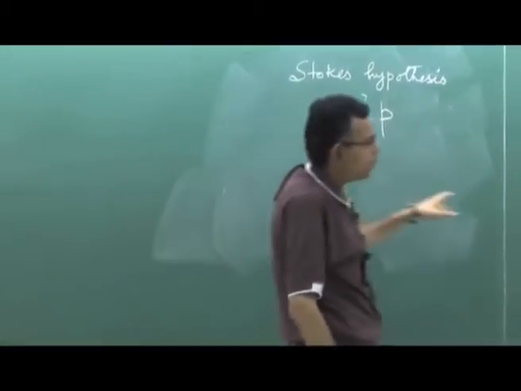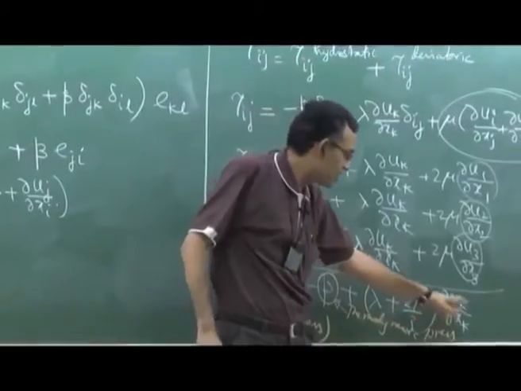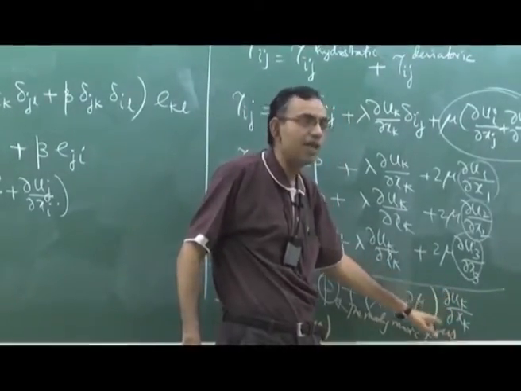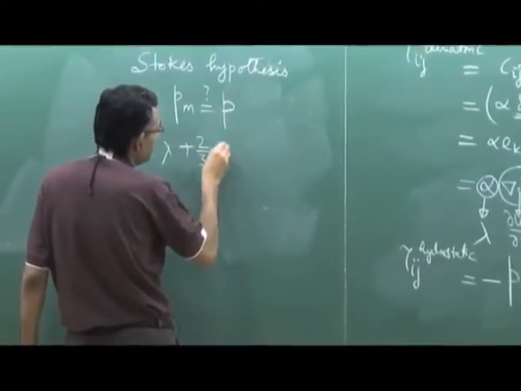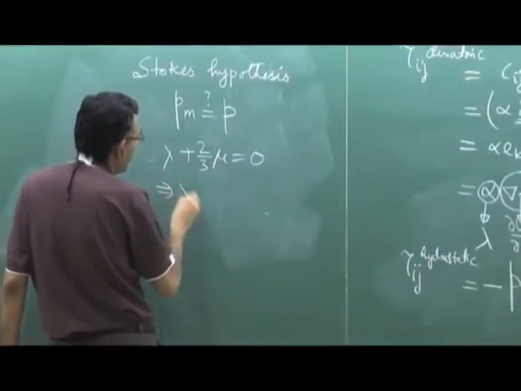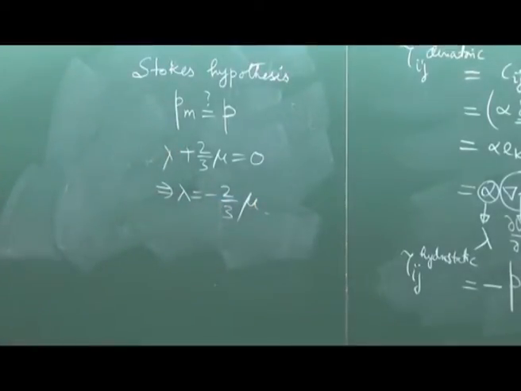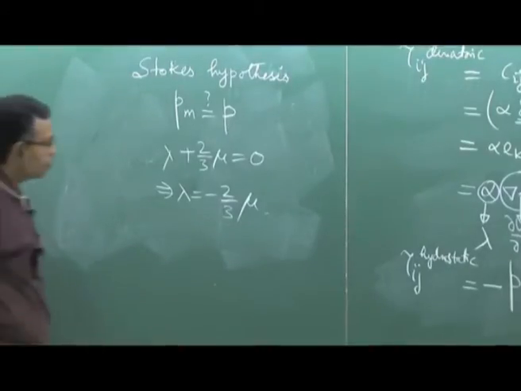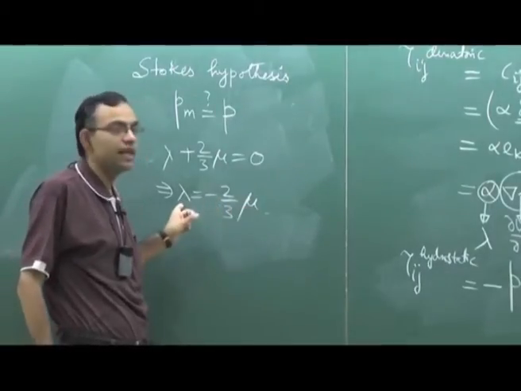Now, for the Stokes hypothesis to be valid, if you have Pm equal to P, that means this term must be 0, because this is the volumetric deformation, which is in general not equal to 0. Therefore, you must have lambda plus 2/3 mu equal to 0. That means lambda is equal to minus 2/3 mu. We know that viscosity of a fluid is positive, therefore lambda is negative.